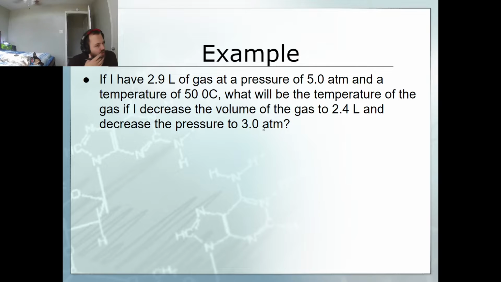Okay, our second example here says we have 2.9 liters of gas at a pressure of 5 atmospheres and a temperature of 50 degrees Celsius. So those values there are going to be our starting values, our P1, our V1, and our T1. And then it says, what will be the temperature of the gas if I decrease the volume to 2.4 liters and decrease the pressure to 3 atmospheres?